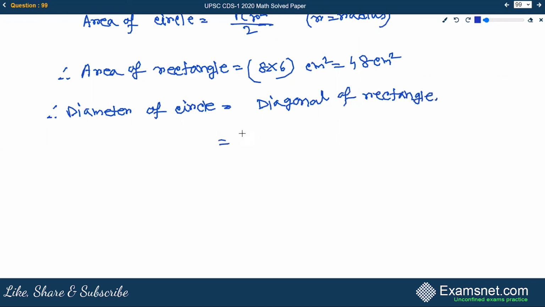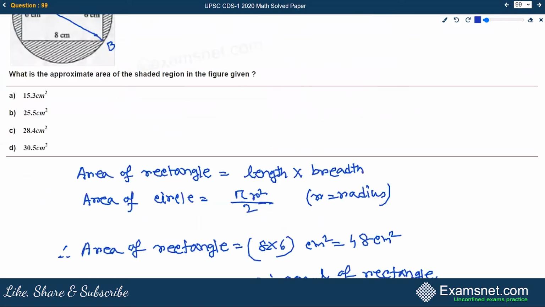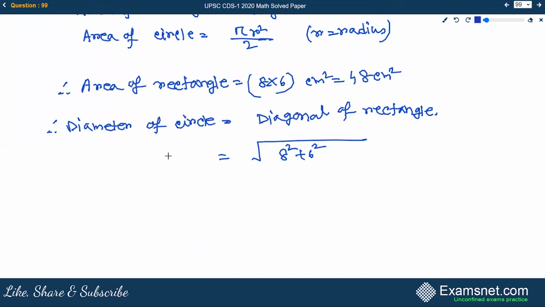So how do we find the diagonal of the rectangle? Root under 8 square plus 6 square. Why? If you have a look at this, there is a 90-degree angle. That means it becomes a right angle triangle, so we can easily use Pythagoras theorem. Using it, the length of AB will be root under 8 square plus 6 square, and this is the diameter of the circle. Let's say 2r. If r is the radius, then r is 10 by 2, that is 5 centimeter.